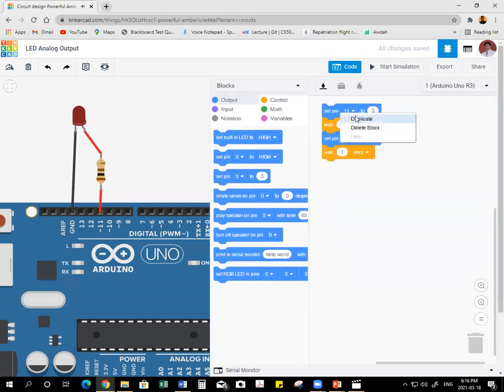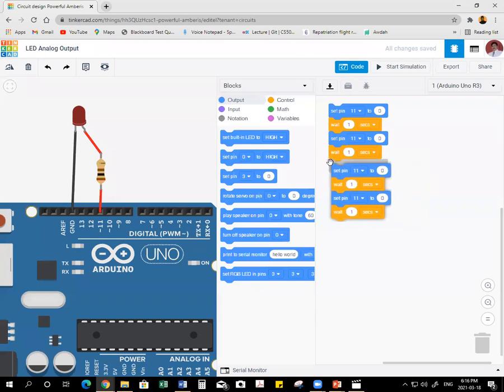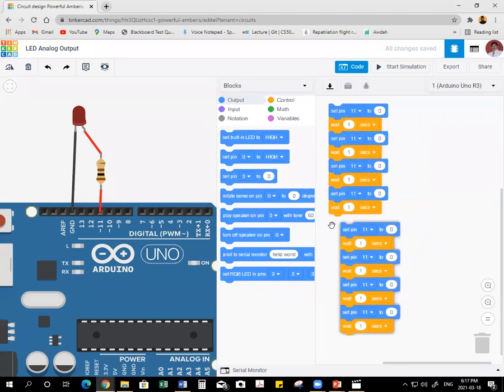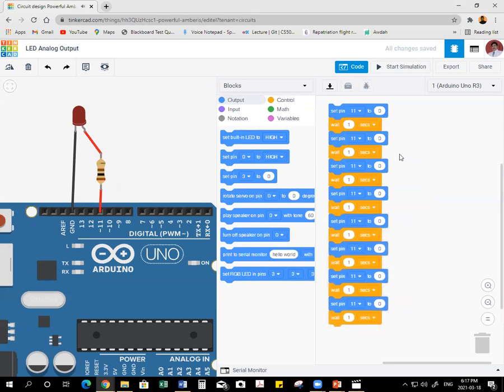Now next, duplicate. See, I got 4 now. So like this, you can go fast also. I need more. Good. Okay, now set pin 11, all pin 11. Otherwise, if we add one by one from the output, we have to set the pin every time and set the wait signal.